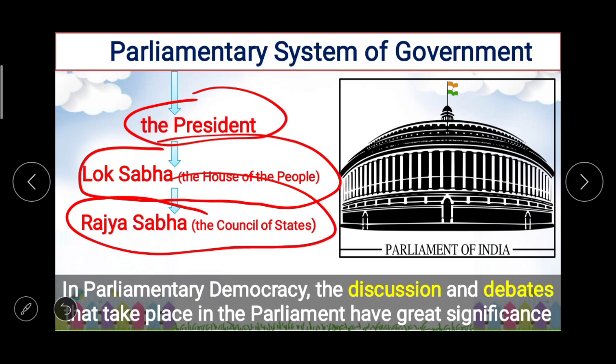In parliamentary democracy, the discussions and debates that take place in the parliament have great significance. And this you can see on your television also by putting Lok Sabha or Rajya Sabha TV, discussions on different topics.